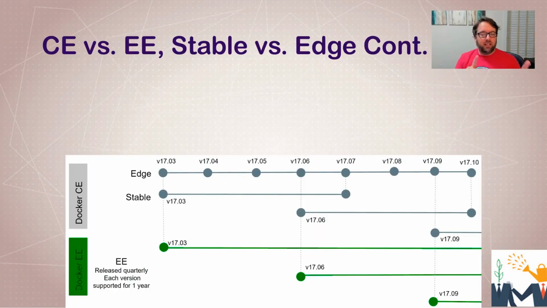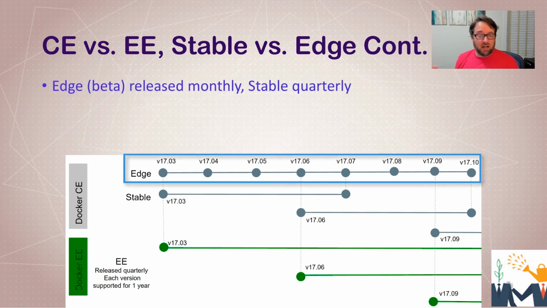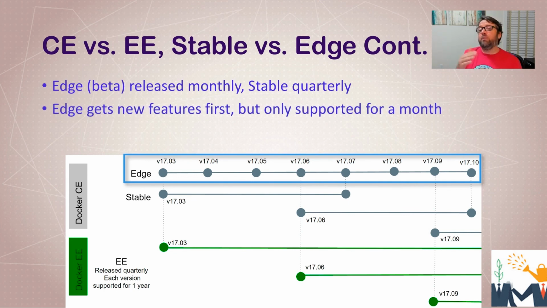And one last thing real quick, we just want to discuss the difference between the support lifecycle and the versioning of CE, EE, and what stable versus edge means. So edge actually means beta in the Docker world, and it comes out every month, and unfortunately it's only supported for a month until the next beta comes out. I personally run Edge on my laptop because I like to test new Docker things. You may not want to do that.